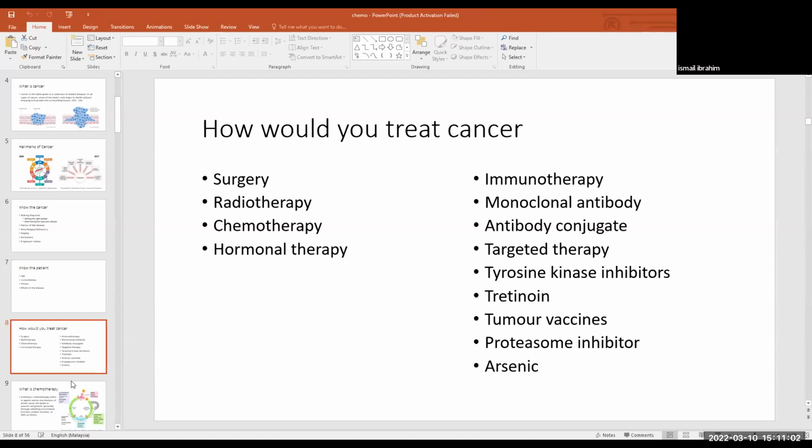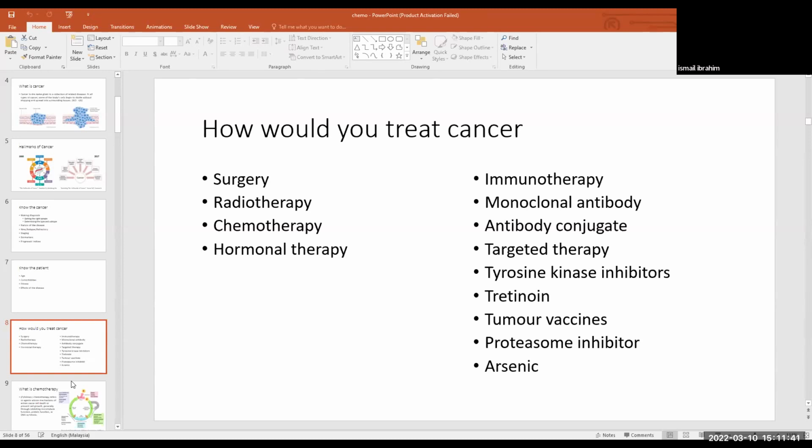For example, breast cancer, where you give an estrogen receptor antagonist. Immunotherapy, like CD20 monoclonal antibody in lymphoma, or nowadays we have the PD-L1 inhibitors like nivolumab or pembrolizumab. Monoclonal antibody is a type of immunotherapy. Antibody conjugate is basically an antibody that is attached with chemotherapy, like brentuximab vedotin.